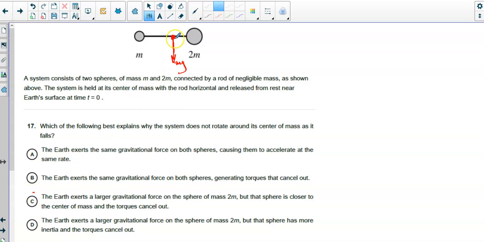I would say since 2m is closer to the axis of rotation, its torque is canceled out by this one's torque, so I guess C is the best answer. My answer is best, though. It's because gravity acts on the center of mass, and any force through the center of mass doesn't cause an object to rotate, as long as it's free to rotate however it will. All right.